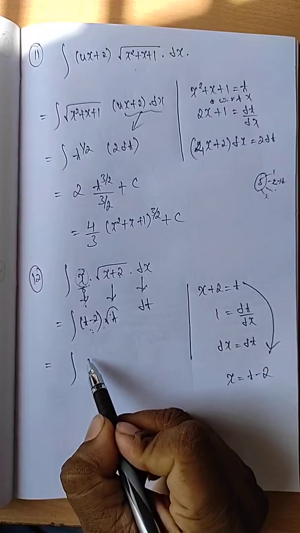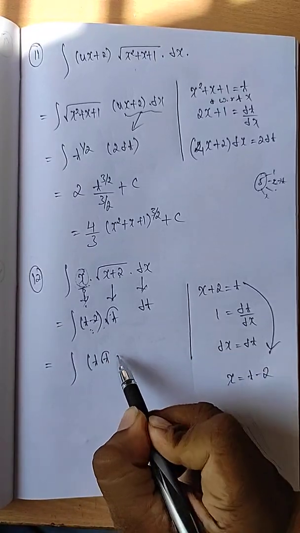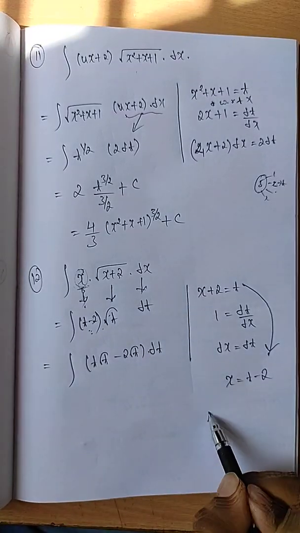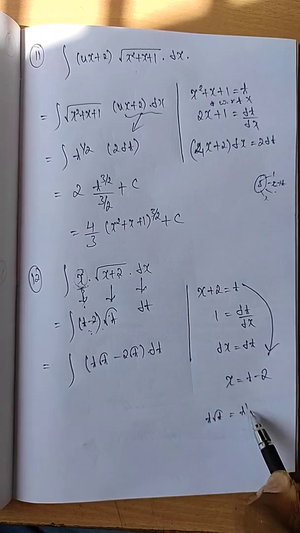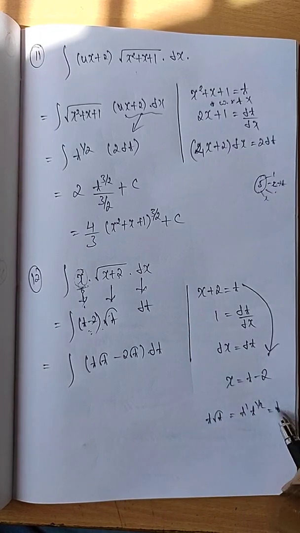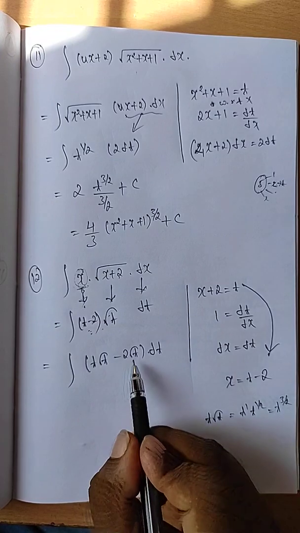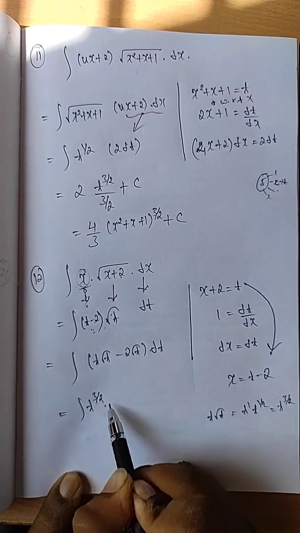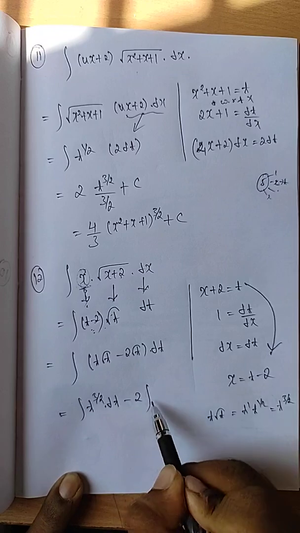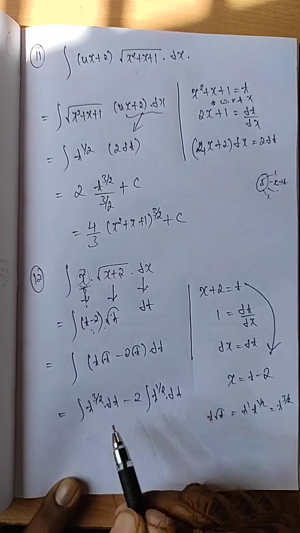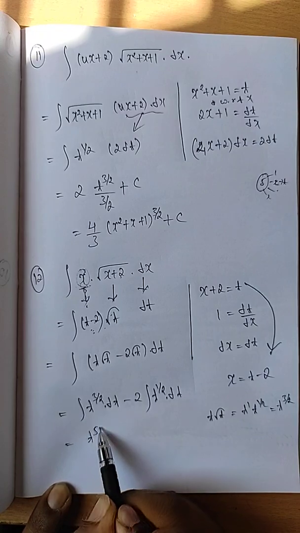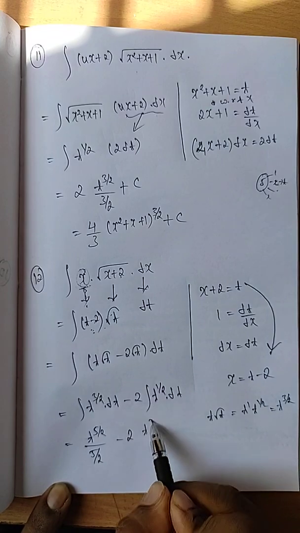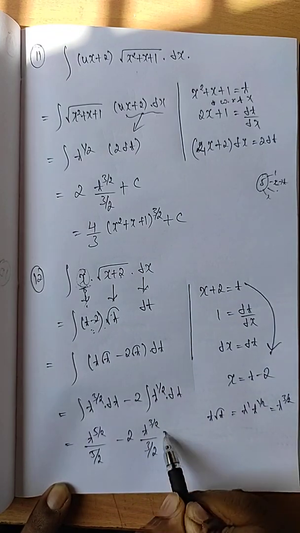Now, t root t minus 2 root t into dt. What is t root t? We know that t root t can be written as t to the power of 1 into t to the power of 1 by 2, which means t to the power of 3 by 2. Root t means t to the power of 1 by 2. So the integration of t to the power of 3 by 2 into dt minus 2, which is a constant, times t to the power of 1 by 2 into dt. The integration of t to the power of 3 by 2 is t to the power of 5 by 2 by 5 by 2, minus 2. The integration of t to the power of 1 by 2 is t to the power of 3 by 2 by 3 by 2, plus c.